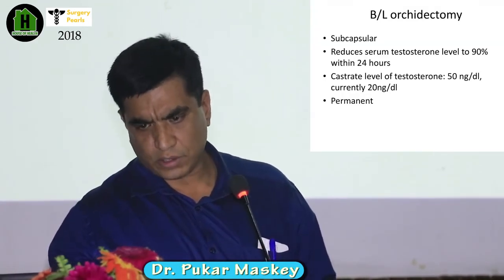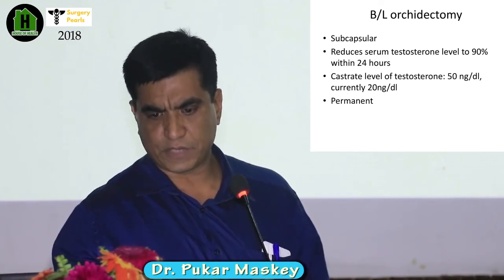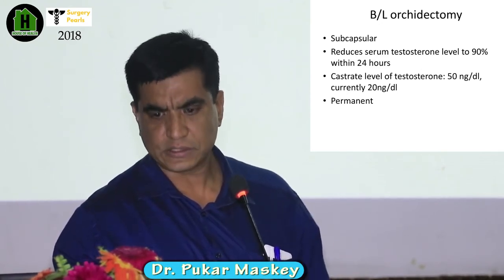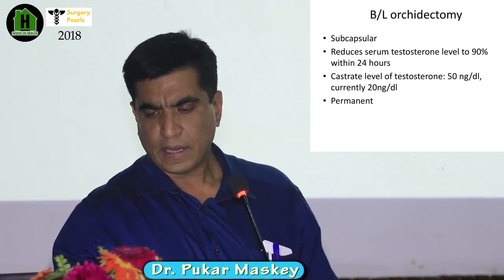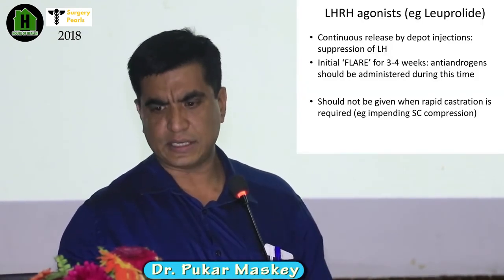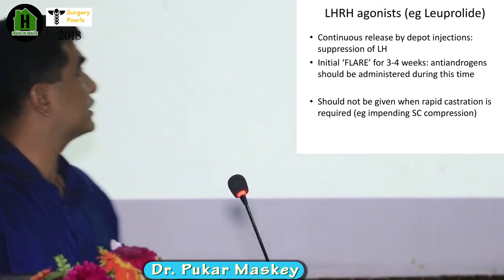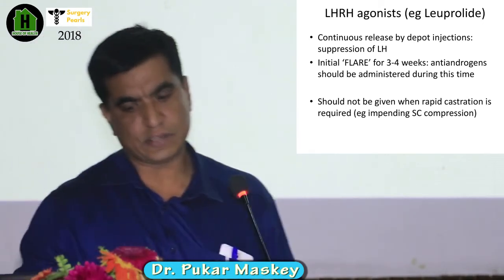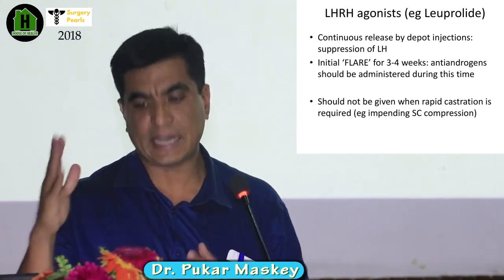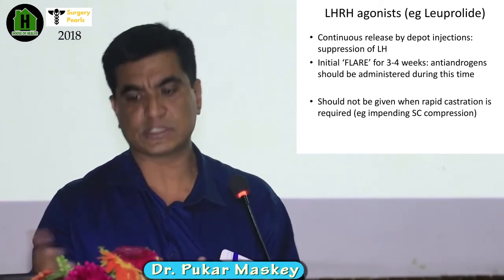Orchidectomy is the surest way of obtaining castrate levels of androgens. It is permanent. And for LHRH agonist, a typical drug is leuprolide. It is given by depot injection. There is an initial flare for 3 to 4 weeks because it's an agonist, and it will initially cause some increase in LH levels, which then causes an increase in the androgen levels. So it is always to be combined with anti-androgens for the first 3 to 4 weeks.